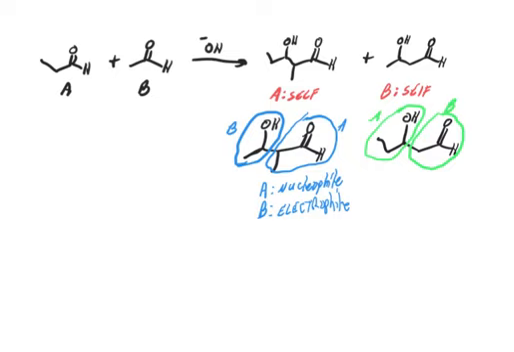So drawing that out, I have A as the electrophile, and B as the nucleophile. All right, so a total of 4 possible products.